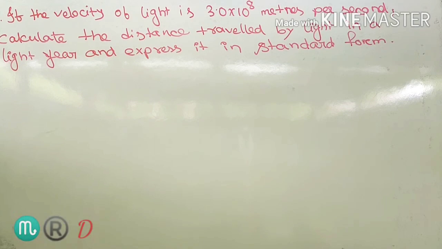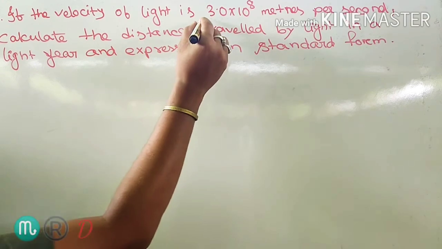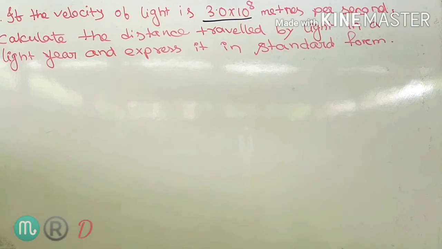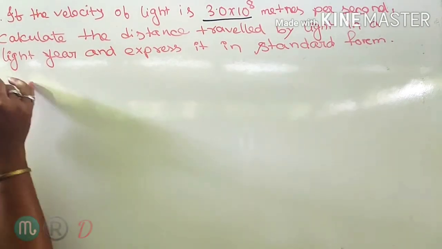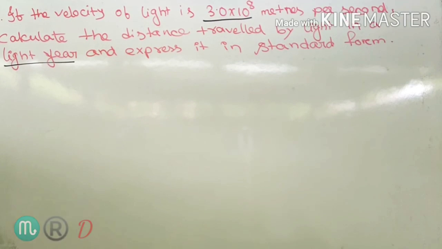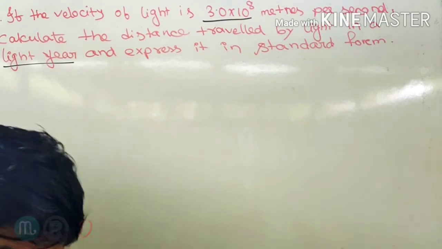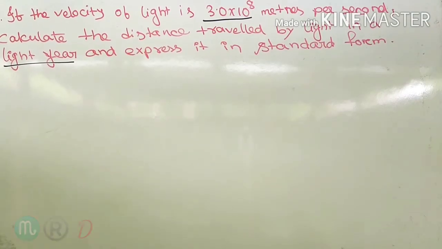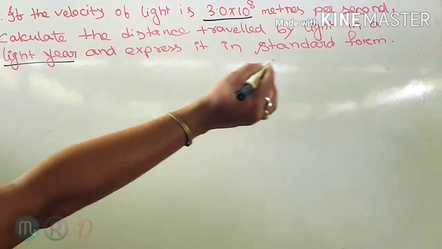Question number 4 is given. If the velocity of light is 3.0 into 10 to the power 8 meter per second, then calculate the distance traveled by light in a light year. Now a light year means the distance covered by light in 1 year. So 1 light year means the total distance covered by light in 1 year. So then you have to find out the total distance traveled by the light, then express it in the standard form.